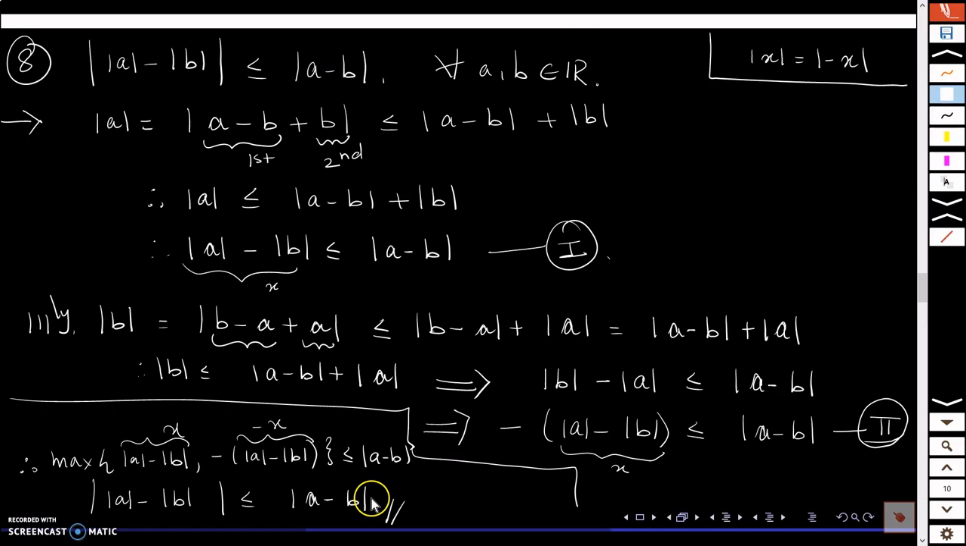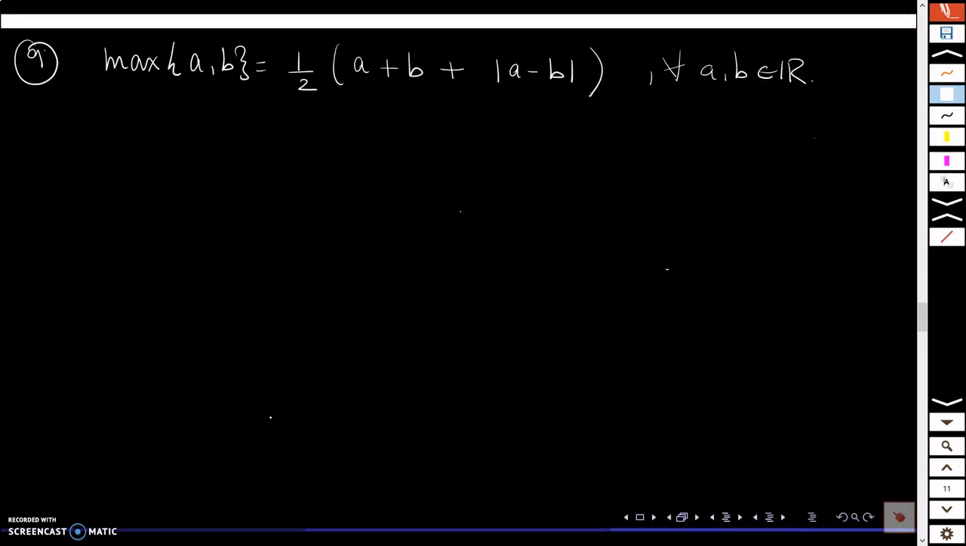All right. So next we have the last property with us. This says if I pick any two real numbers a and b, then the maximum of a and b can be expressed in this manner: half of a plus b plus modulus of a minus b. All right, so first we will try to understand geometrically what this expression says. So let me put it on the number line.